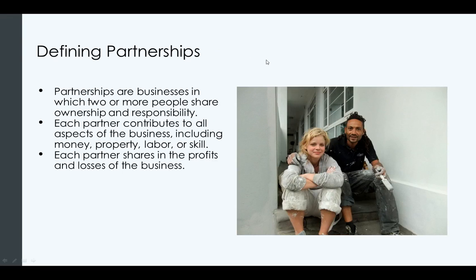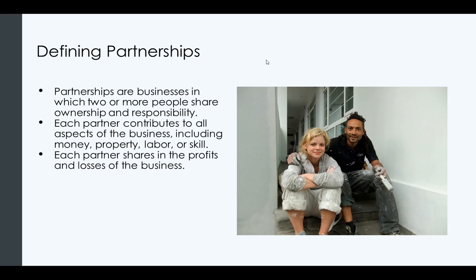A partnership is when there's multiple people, and it can involve 2, 4, 6, 8, 10. It can involve all kinds of people, 2 or more people that share in the responsibility. Each partner contributes to all aspects of the business: money, property, labor, skill. So all the different parts that go into it, each partner is going to be involved, especially if it's a general partnership. Each partner shares in the profits and losses of the business.